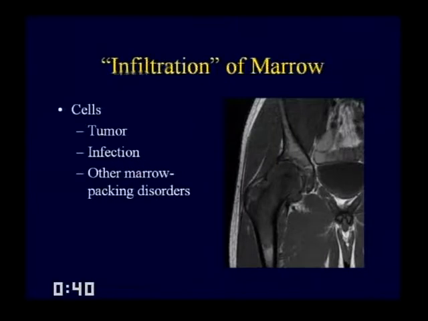Infiltration of marrow can be by cells, be it tumor or infection or other marrow packing disorders. In this particular patient, we see that there is some yellow marrow in the diaphysis, and based on the order of conversion, we know that there should be yellow marrow in the epiphysis and greater trochanter here as well, but you don't see it. Instead, you have this dark marrow, darker than muscle, and this person had lymphoma.